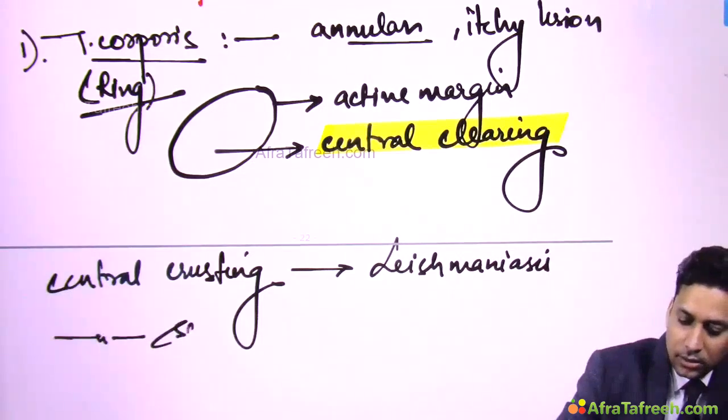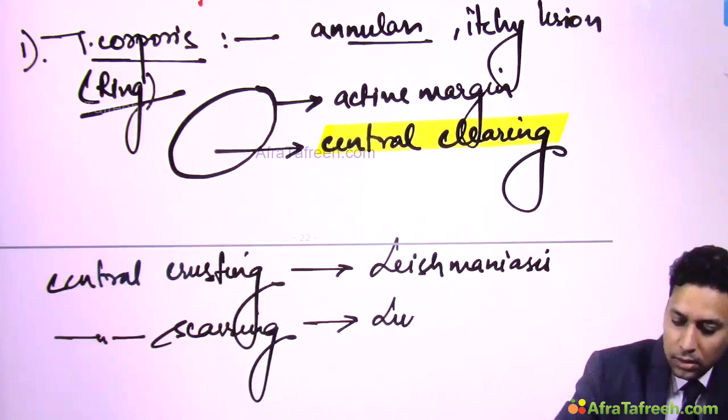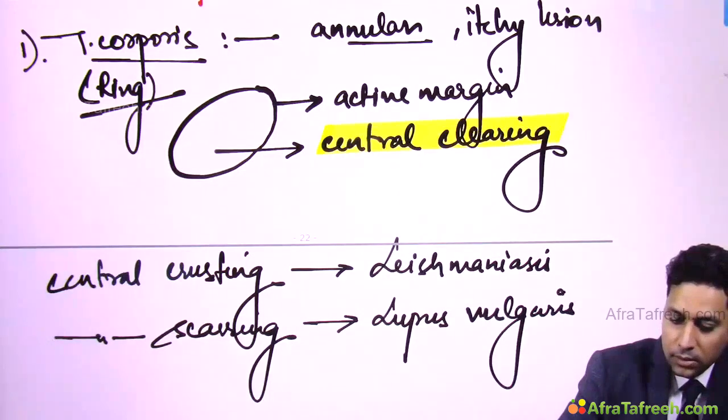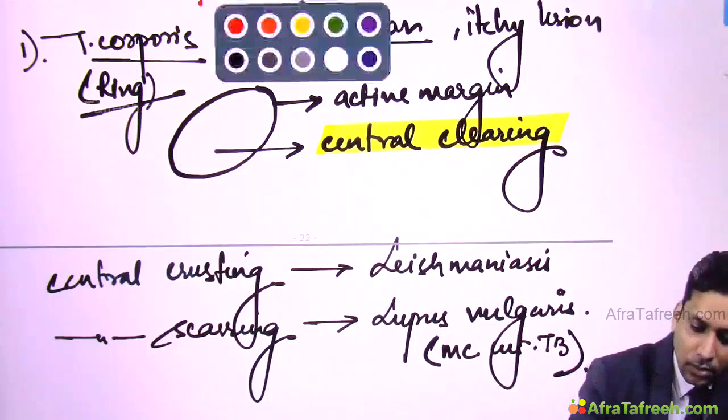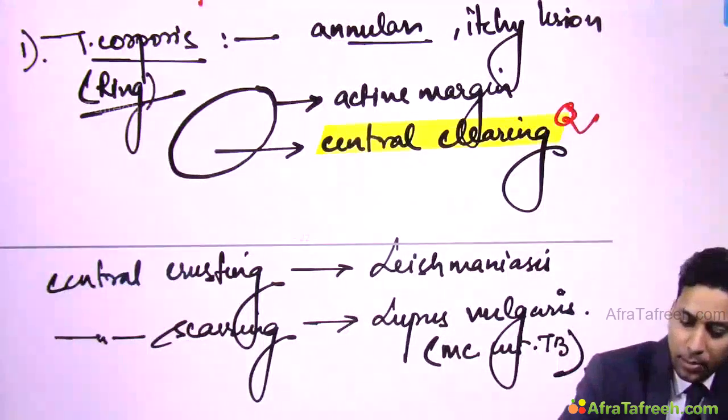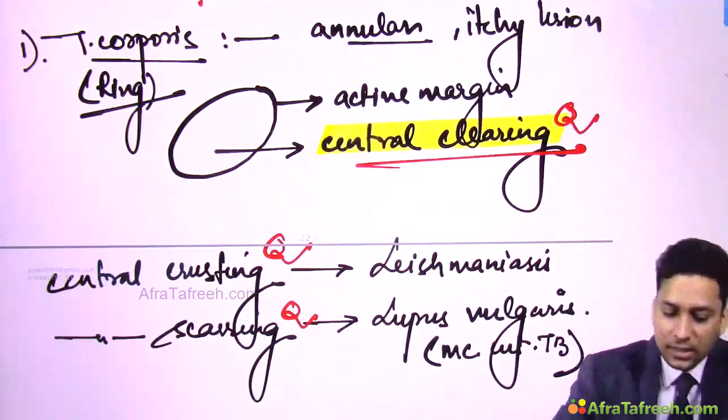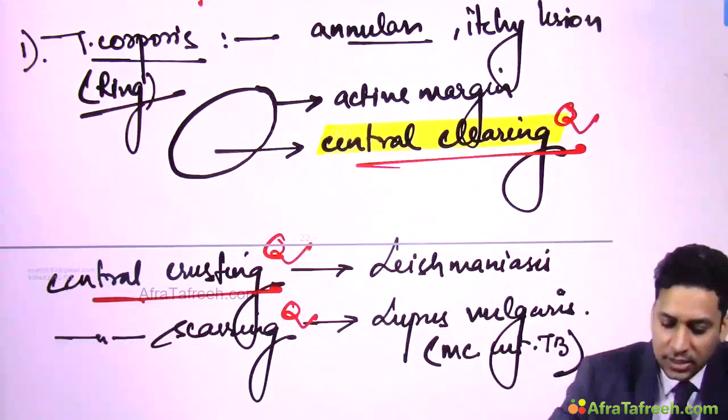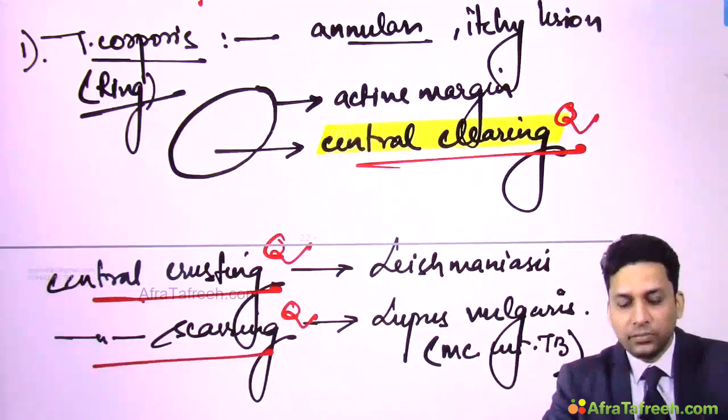Central scarring is seen in lupus vulgaris, which is the most common type of cutaneous tuberculosis. So these are three very important points to remember. Central clearing is feature of tinea, central crusting is feature of leishmaniasis, and central scarring is feature of lupus vulgaris.